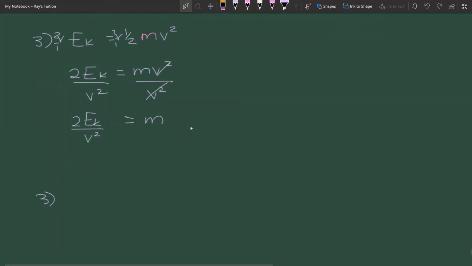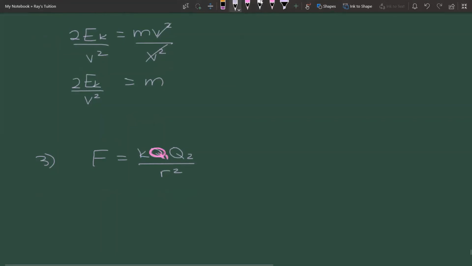Let's have a look at the last one. F is equal to K Q1 Q2 over R squared. We would like to make Q1 the subject. The first thing here that's attached is this R squared. So we would like to multiply R squared on both sides. You can say R squared over 1 if it makes you feel better, and then the R squareds cancel. And then this here is F times R squared. So it's F R squared is K Q1 Q2.